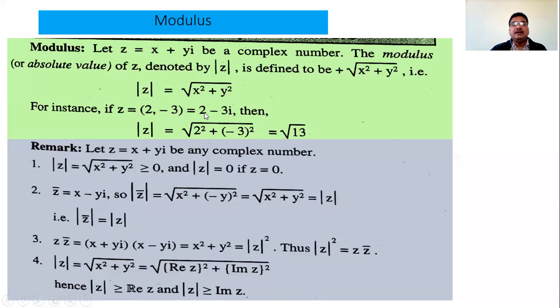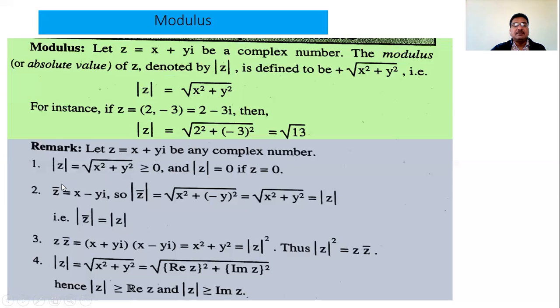And so if you find the modulus of minus 2 plus 3i, then it is again root 13. If you find the modulus of minus 2 minus 3i, then again it is root 13. And if you find the modulus of 2 plus 3i, then it is again root 13. So the modulus of these four numbers, 2 minus 3i, 2 plus 3i, minus 2 plus 3i, and minus 2 minus 3i, all are the same, because x square plus y square, that is a square of a negative, is again positive. So this is the definition of modulus, or what is called the absolute value, of the complex number z.